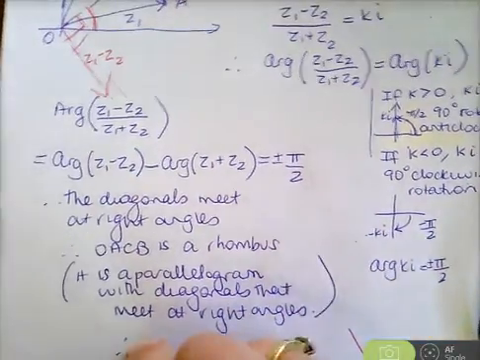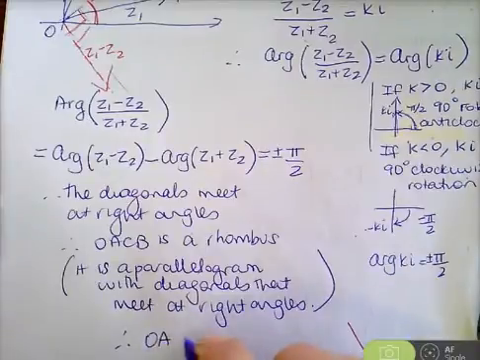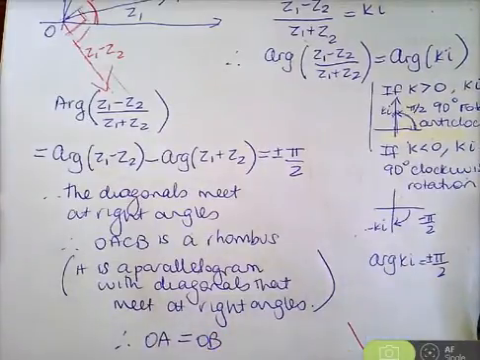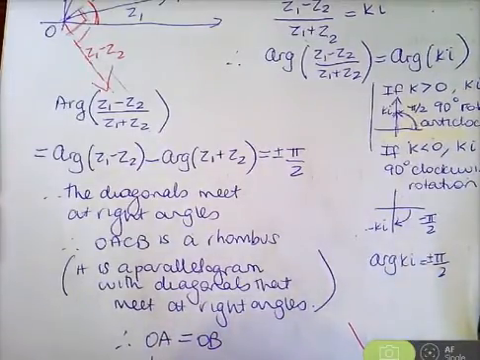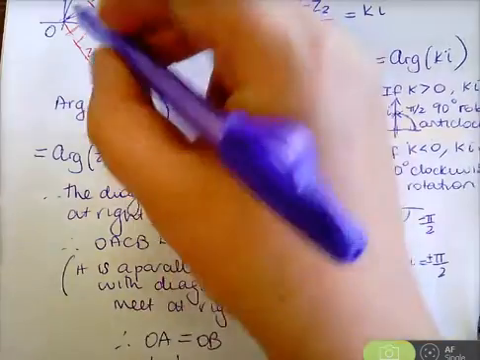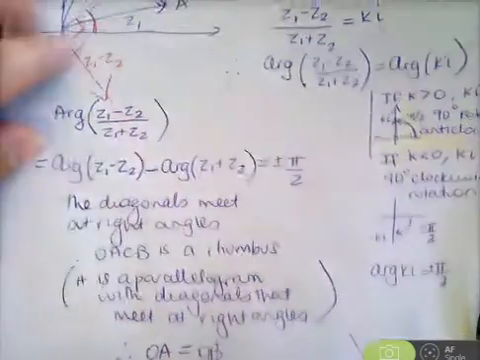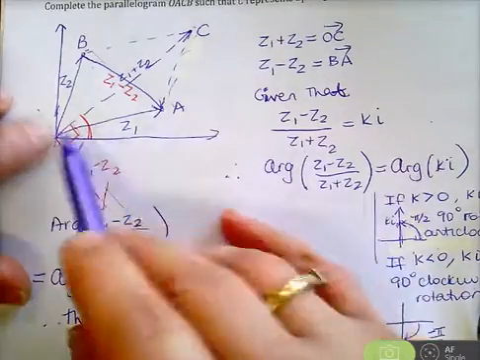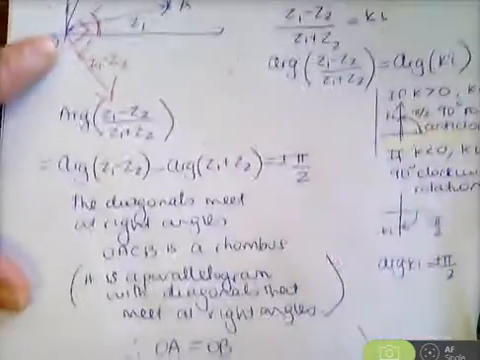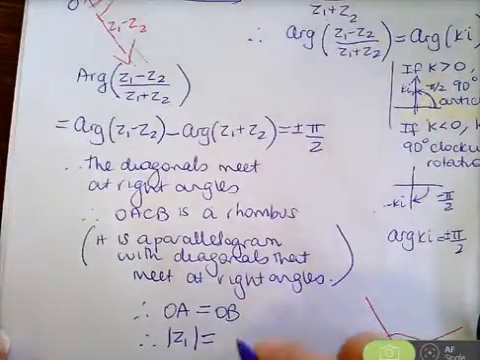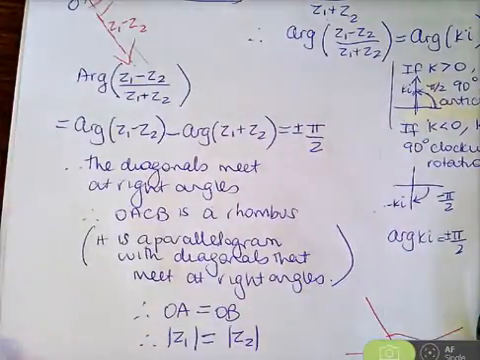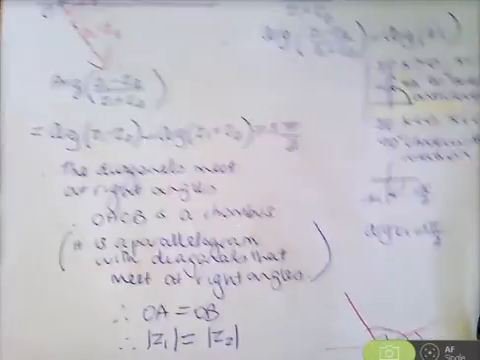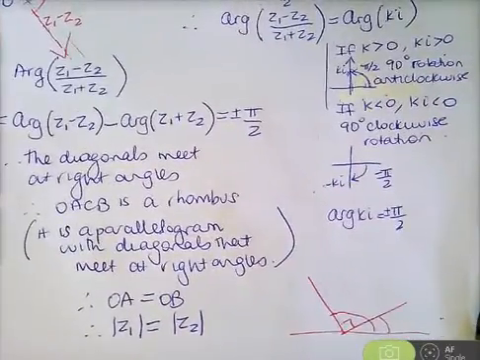So therefore, if it's a parallelogram, OA equals OB. Therefore, if OA equals OB, because it's a parallelogram, then doesn't the length of Z1 equal the length of Z2? And how do we write that? That the modulus of Z1 equals the modulus of Z2.